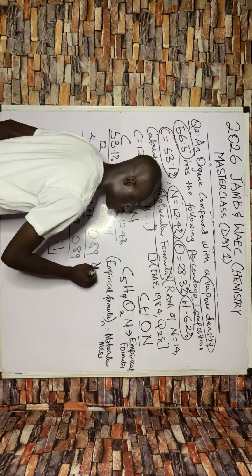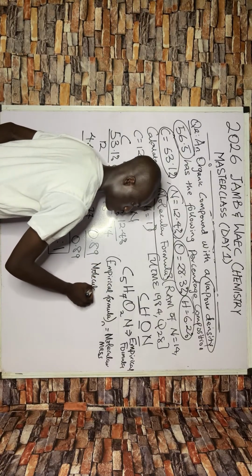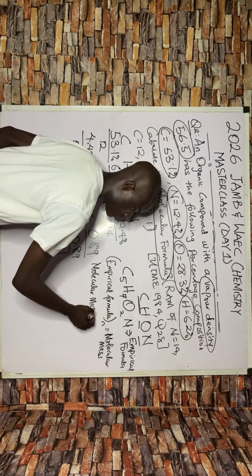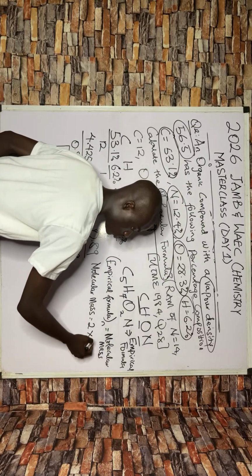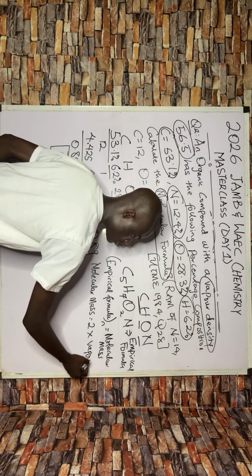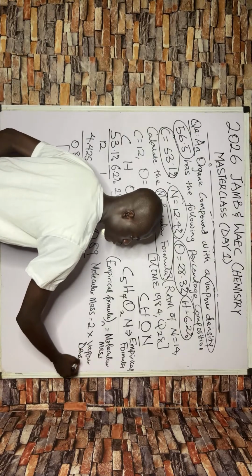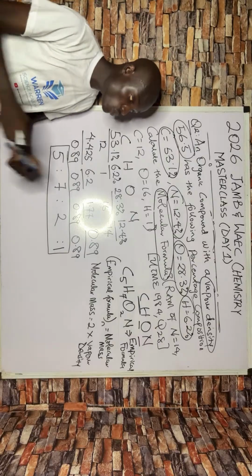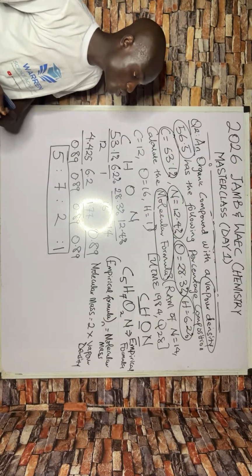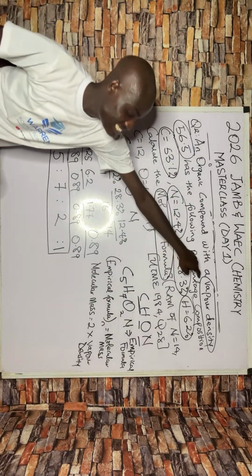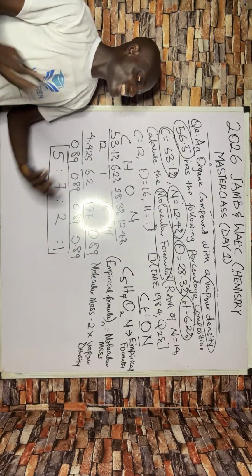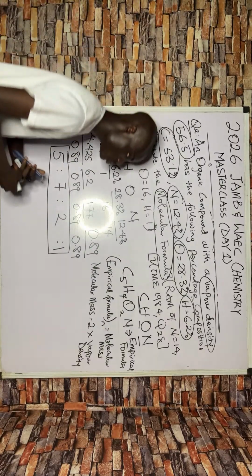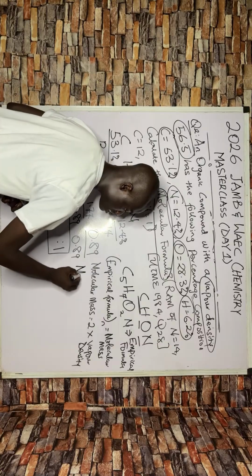The formula says that molecular mass is equal to 2 times what we call vapor density. So a way to calculate the molecular mass, which we are not given in this question, is to multiply this vapor density times 2. And how do we do that? Let's go.